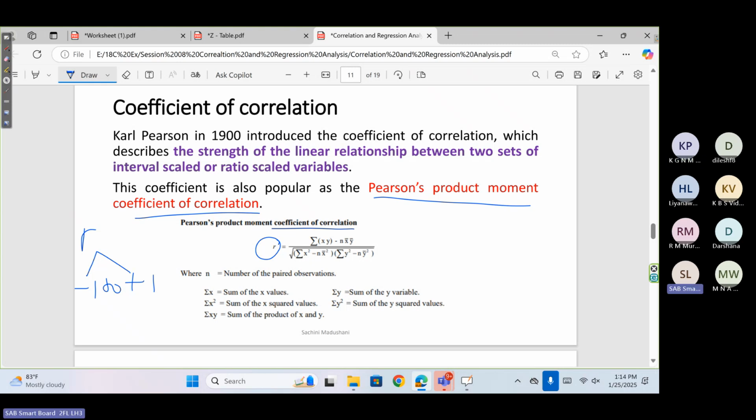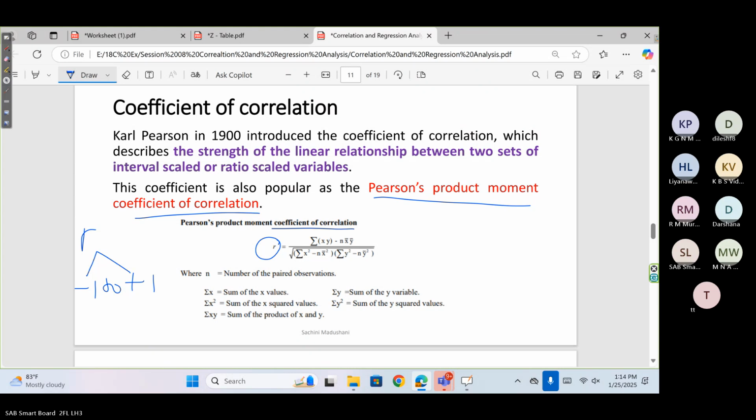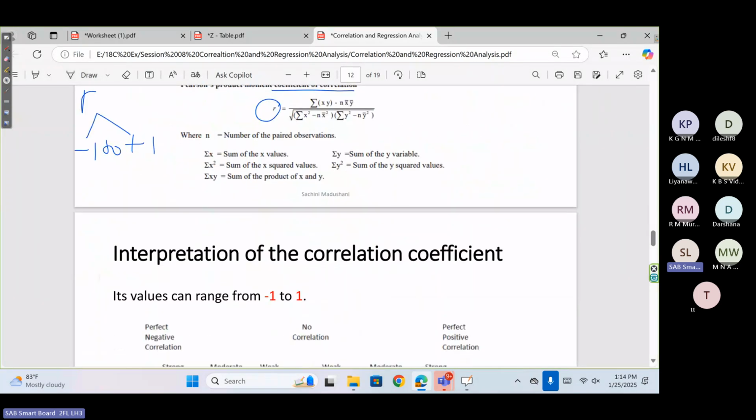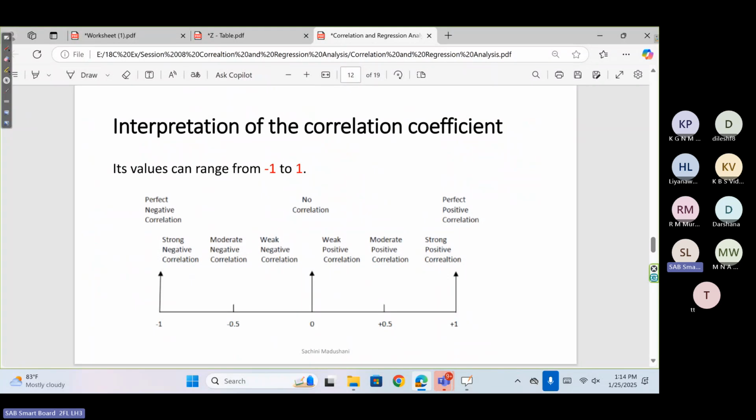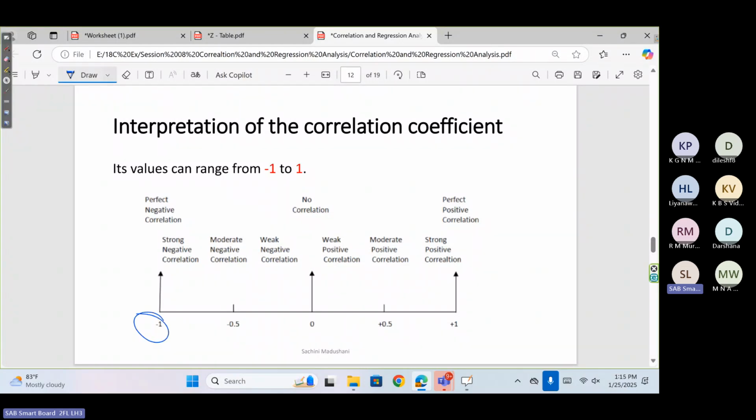It was -1 to +1. Clear? Then next we move into the formula. Before that, we need to interpret it. Using the formula, we can get the r value. That r value lies between -1 to +1.